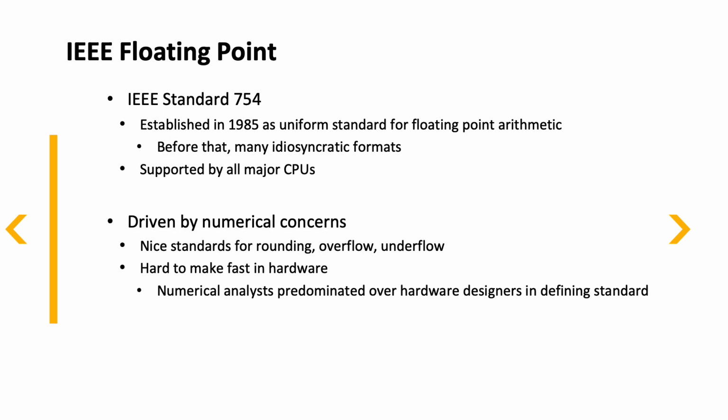So, the IEEE floating point standard was established in 1985 as a uniform standard for floating point arithmetic, and it's actually IEEE standard 754 if you want to go Google that and take a look at the standard itself. But before that, there were a whole lot of different idiosyncratic formats. We didn't have a standard, right? We didn't have a standard way that these things were represented, and that causes problems for developers.